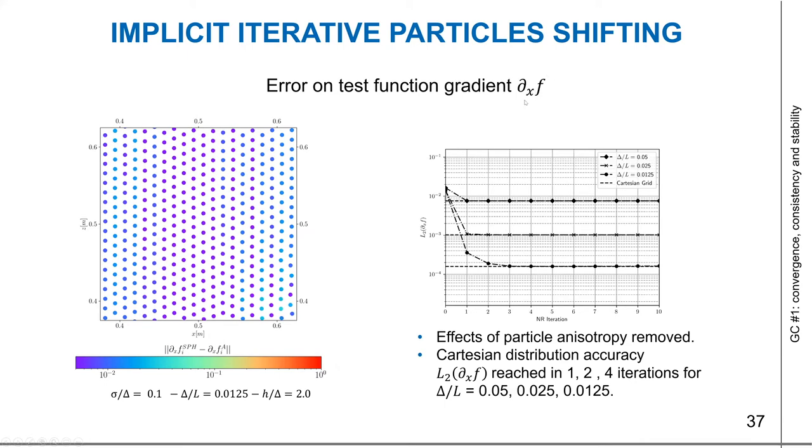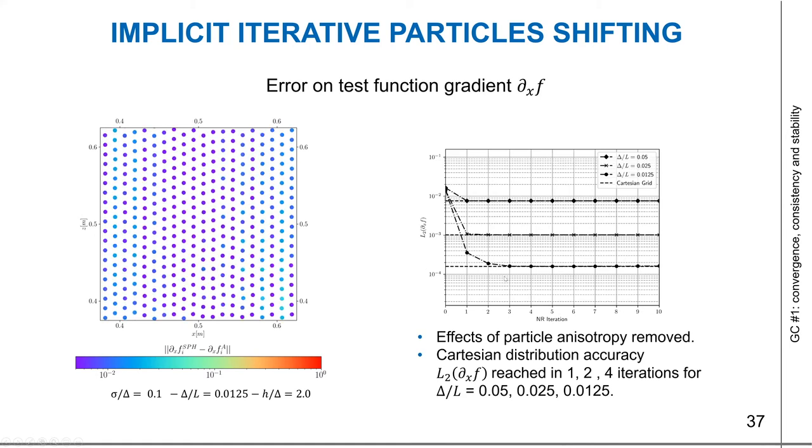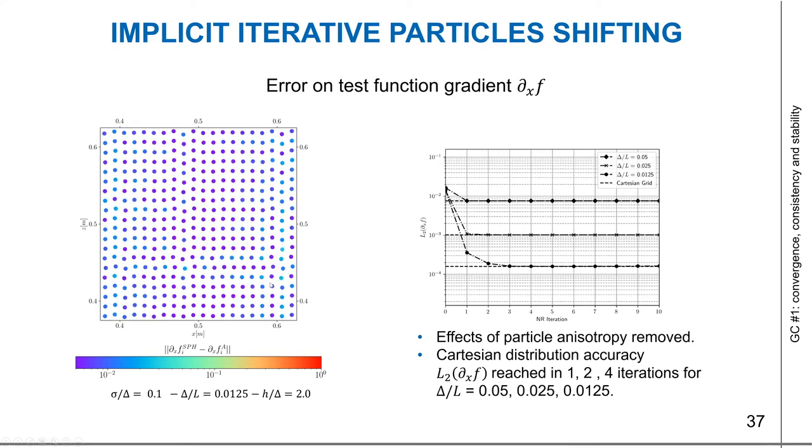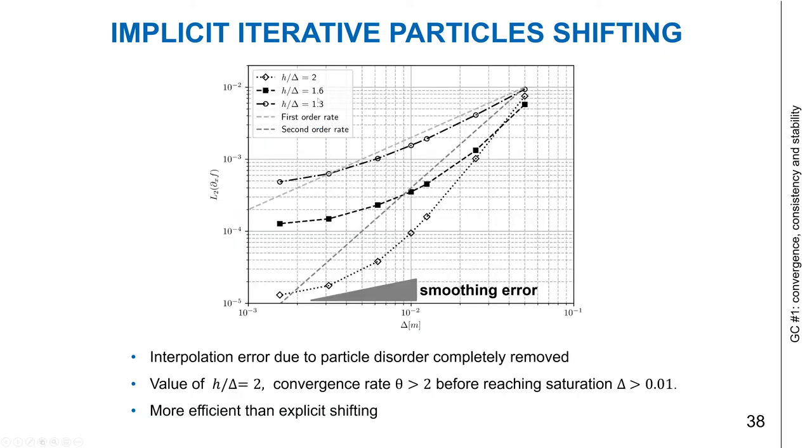Same thing for the gradient of our scalar function f. In 2-3 Newton-Raphson iterations, we were achieving the same level of error we were obtaining by adopting a Cartesian grid. And that was true for different levels of resolution, meaning that the number of iterations you have to do is independent of the resolution you are adopting. So if you do a convergence analysis for different h over delta, which is the particle size values, you see that you are able to obtain the same type of convergence rate that you are getting in SPH when you are using a Cartesian grid for the particle distribution.